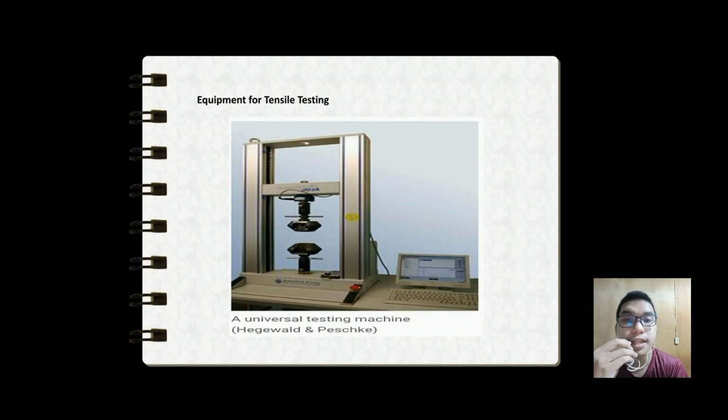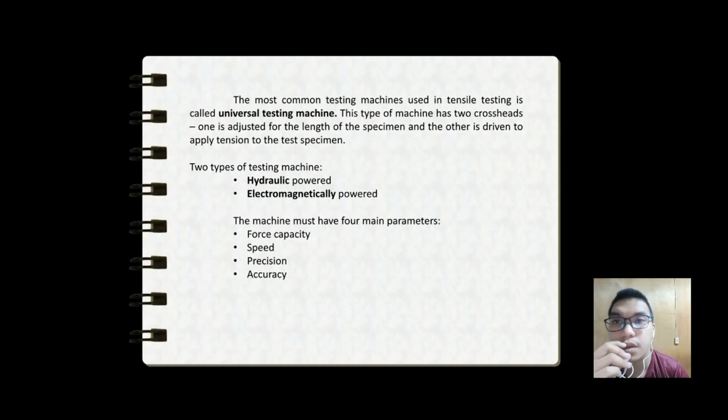So next, equipment for tensile testing, most commonly known as a universal testing machine. The most common testing machine used in tensile testing is called the universal testing machine. This type of machine has two crossheads. One is adjusted for the length of the specimen and the other is driven to apply tension to the test specimen. There are two types of testing machine: hydraulic powered and electromagnetically powered.